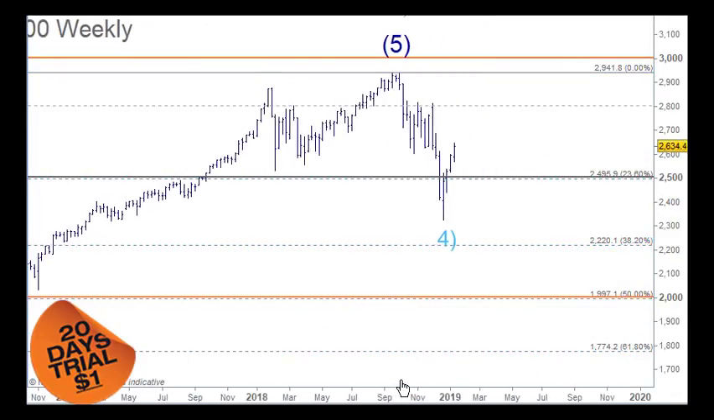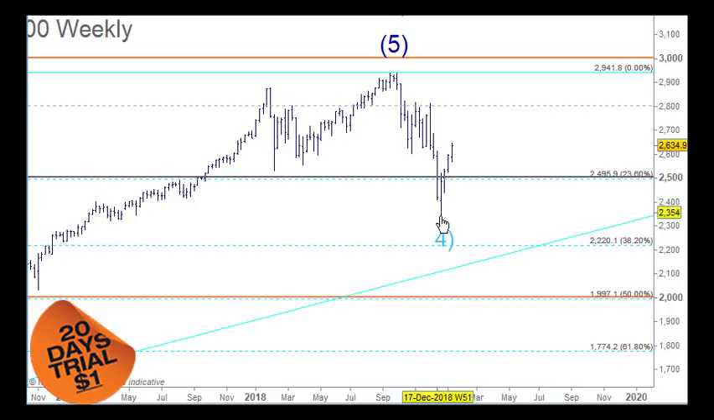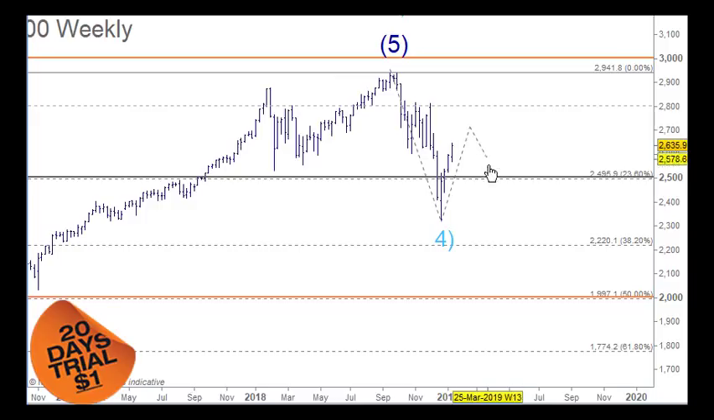So that means that this move down through here, we can count that as corrective, as 3 waves. So it's possible that we can get an A wave here, a B wave back up to the 2700 area here, which is the 61.8%, and then another move down into this space here. Or we can just simply move up from here.